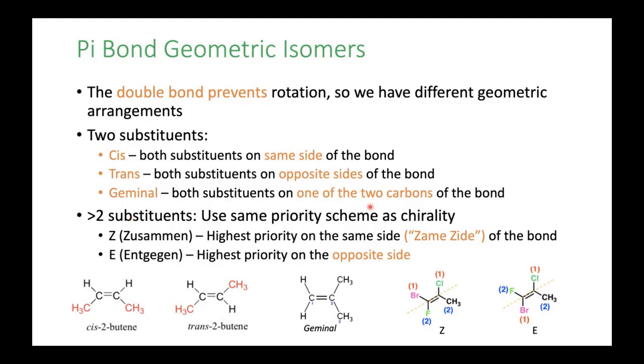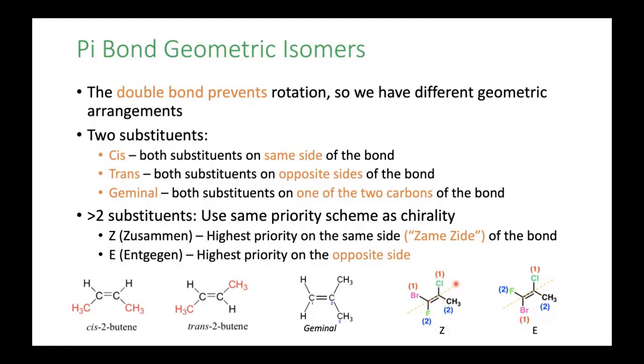And so these use the same priority scheme as chirality. What you're going to do is give the highest priority to the chain or the atom that weighs the most or has the most mass. So this one's rather simple. We've got straight-chain different ones, but you could have extended carbon chains, just like you would for chirality.